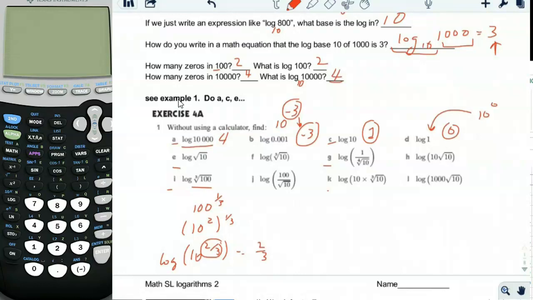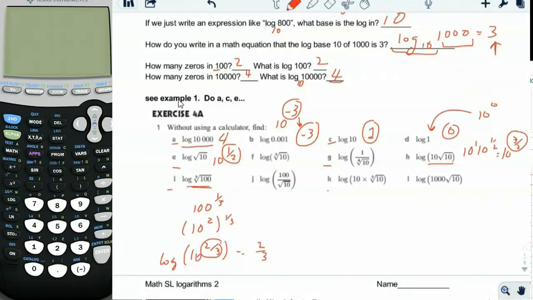Log of square root of 10. Well, square root of 10 is 10 to the 1/2. So the log would be 1/2. The log of 10 times square root of 10, that would be 10 to the first times 10 to the 1/2, which is equal to 10 to the 3/2. So what's the log? The log is 3/2.